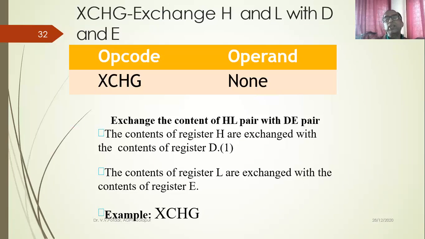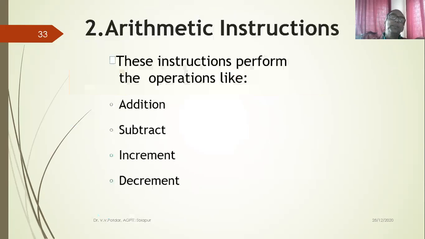Then XCHG, exchange H and L with D and E. No operand. The contents of register H are exchanged with the contents of register D. 1 byte. The contents of register L are exchanged with the contents of register E. So the example is XCHG.